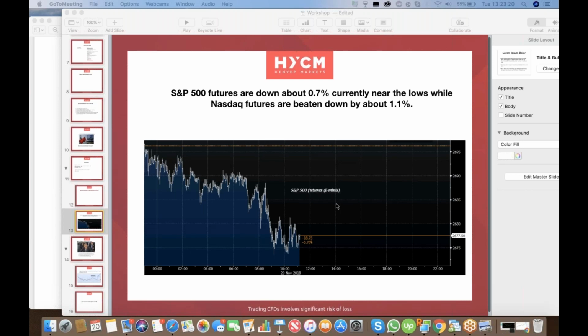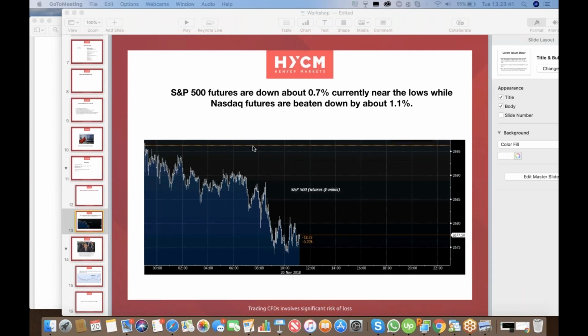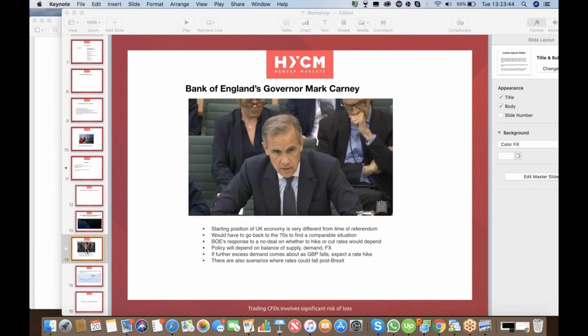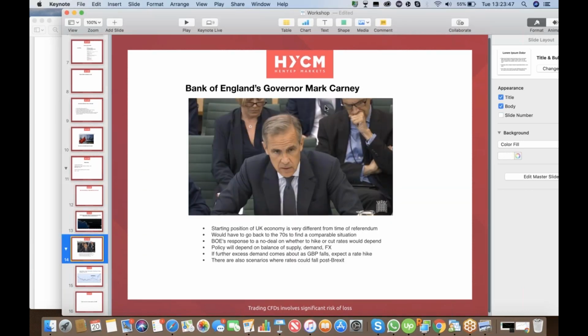The NASDAQ. So they're all down. You've got the S&P 500 down, you've got the Dow down, the NASDAQ down. That is not going to be making for a very good environment. It means we're now heading into the US session in that risk-off environment. Now in the London session, we've had Bank of England Governor Mark Carney.